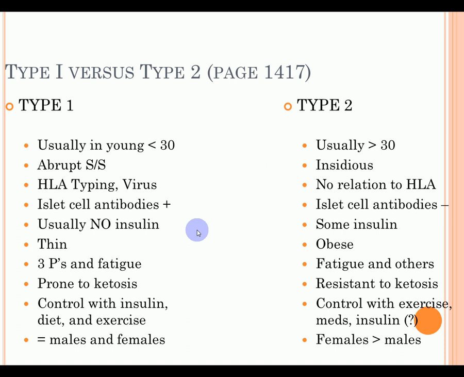Usually no insulin, thin. They have the 3 Ps and the fatigue. They are prone to ketosis and usually controlled with insulin, diet, and exercise, with males and females being affected equally.